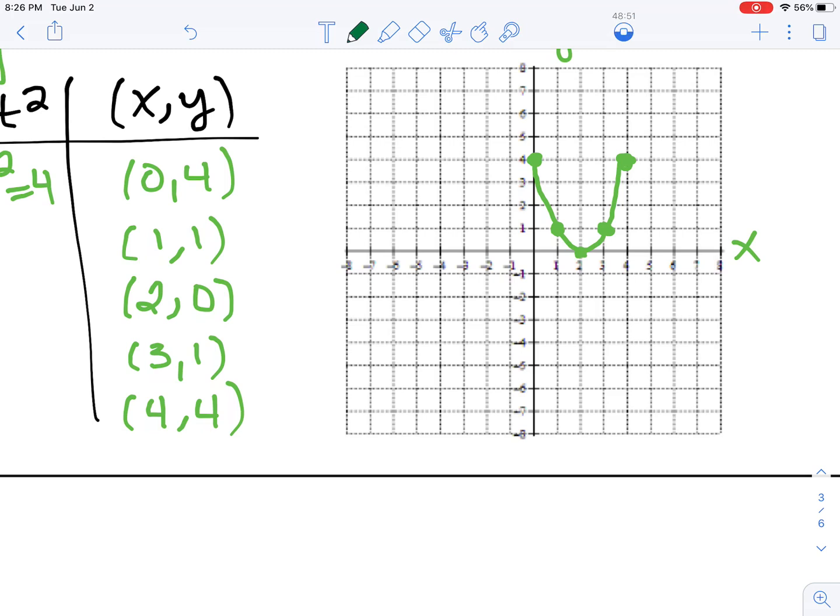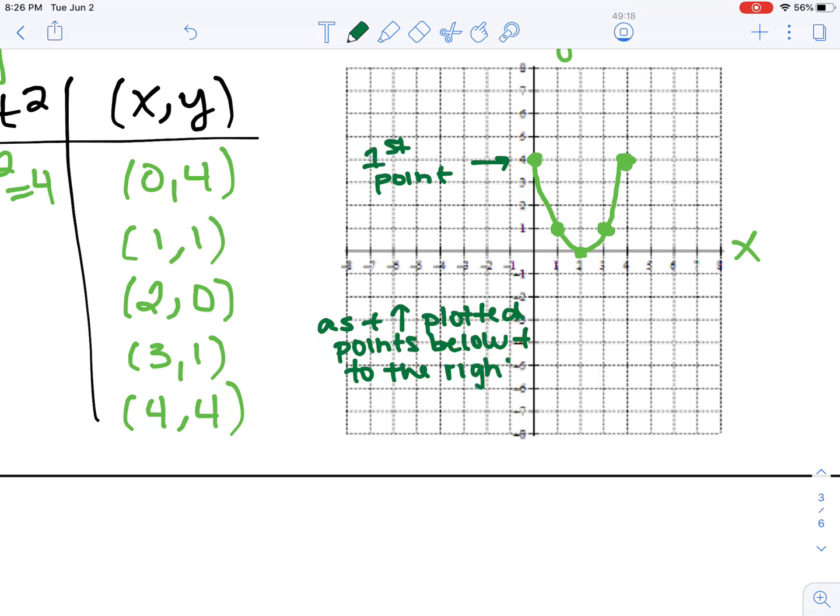So when t was smallest, right, our smallest t value gave us this first point. So this is our first point. And as t increased, we plotted points below and to the right of that point 0, 4.